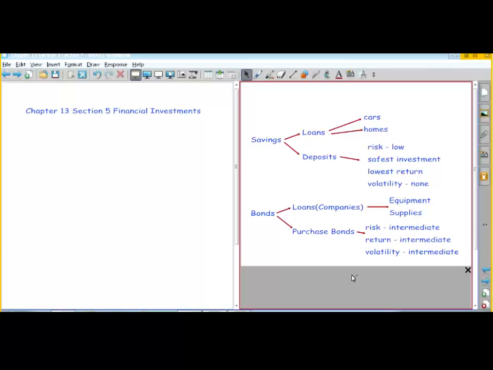The second is what we call bonds. And bonds are kind of like what we're doing with savings, except in this case, the people who need the money are not individuals for houses and cars. They're businesses that need equipment and other things associated with the business, like paying people or buying inventory.